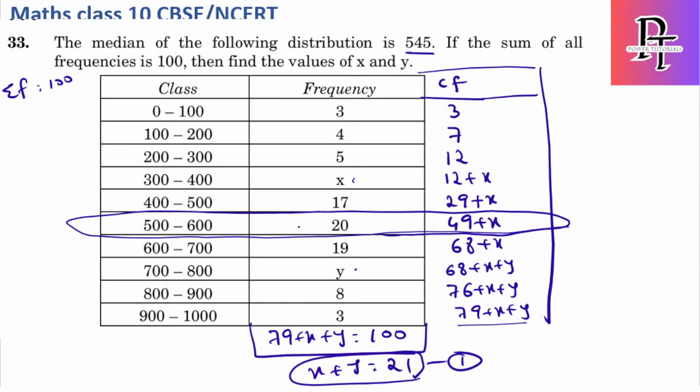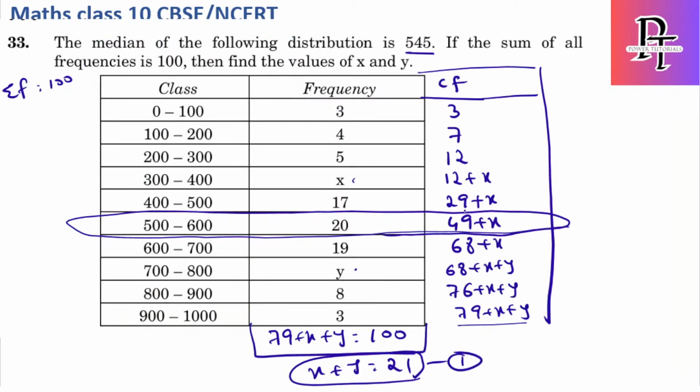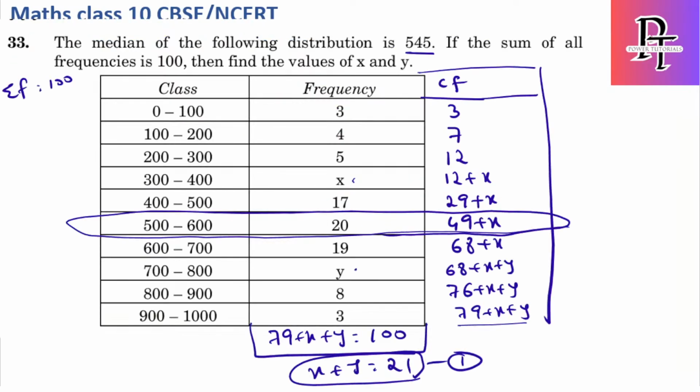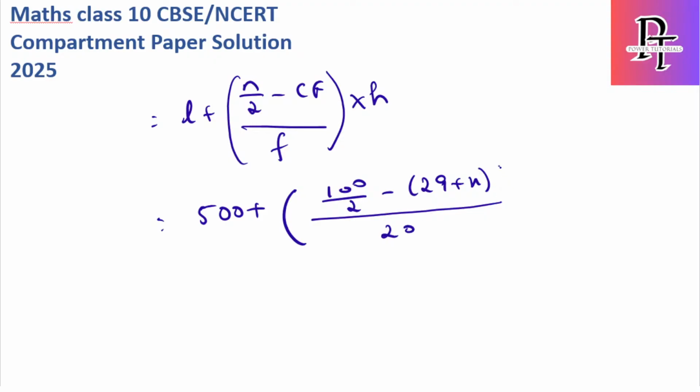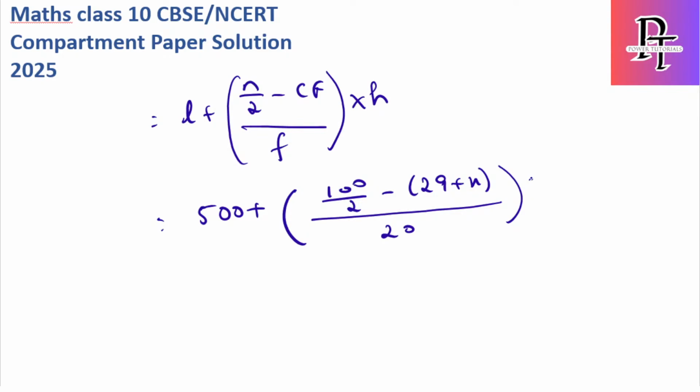Okay, so L value is the lowest of this, which is 500, plus n by 2 is 100 by 2, minus CF, the cumulative frequency of the preceding class. Preceding class cumulative frequency is 29 plus x, divided by the frequency of the median class, which is 20. The h value is the class interval difference, which is 100.